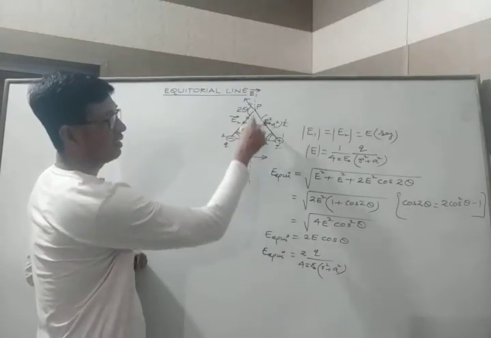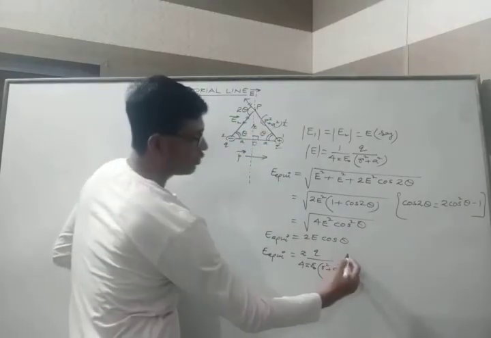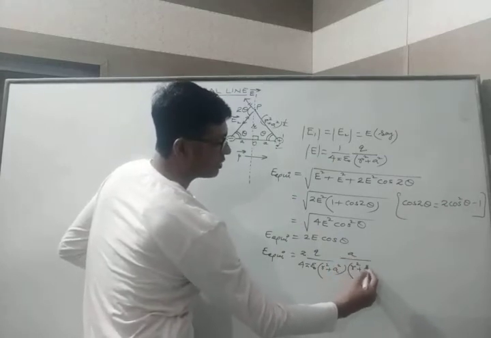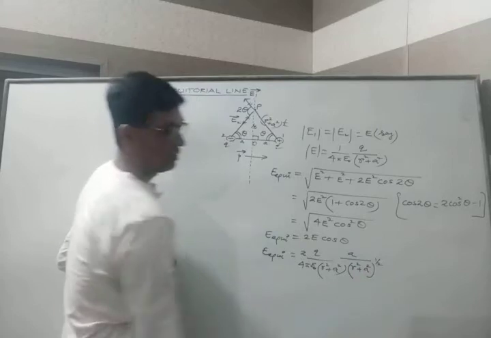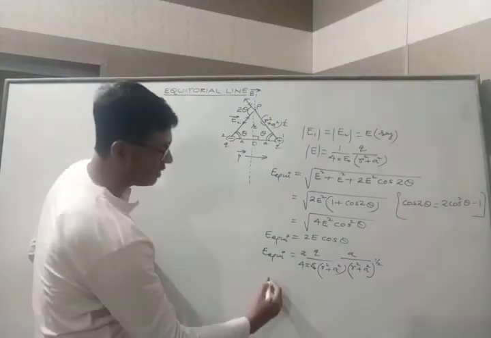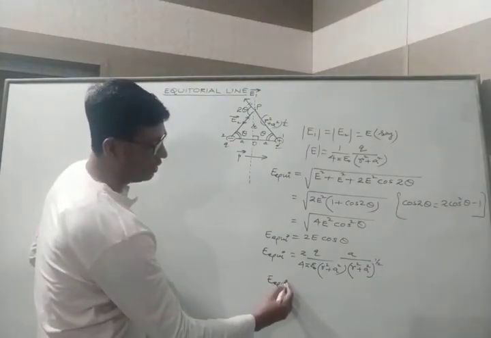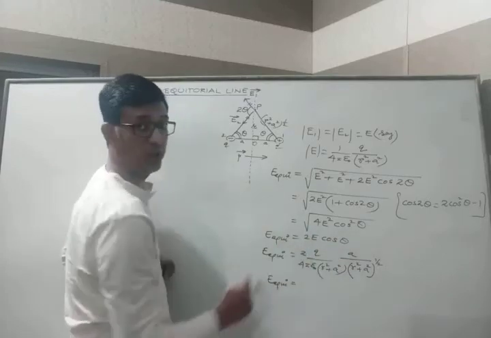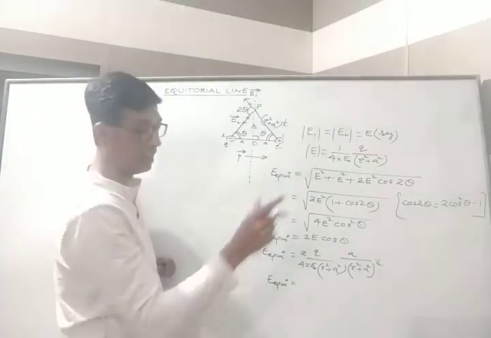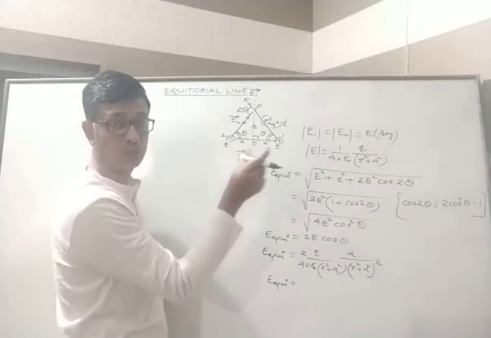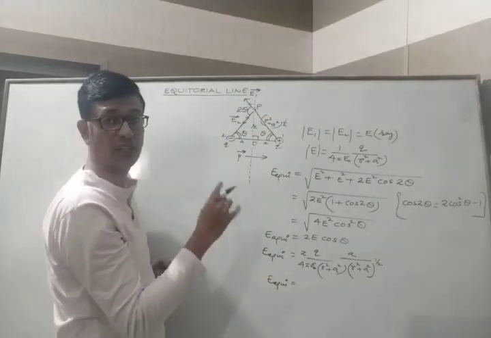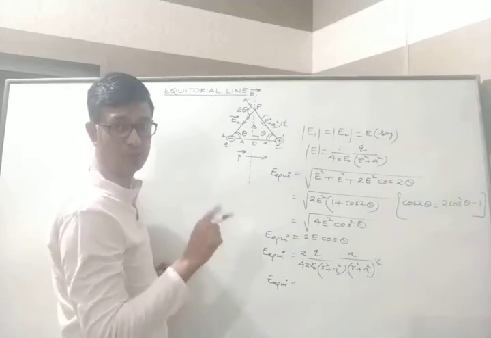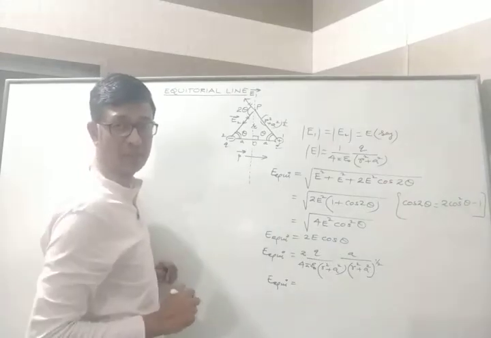It's a right angle triangle. Cos theta is base over hypotenuse, so base is A, hypotenuse is square root of R square plus A square. Fine? So what we get is E equatorial is equal to 2QA, Q multiplied by 2A, that is the product of charge and the separation between those two equal and opposite charges constituting the electric dipole, that is known as dipole moment, represented by small letter p.